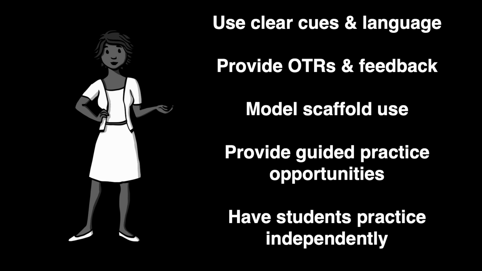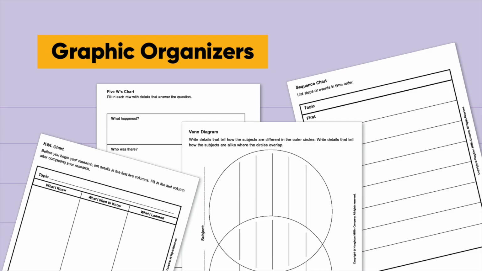Key elements of explicit instruction include lots of clear cues, using clear language, providing opportunities to respond to various prompts paired with feedback, modeling use of scaffolds across different examples and situations, providing guided practice opportunities, and allowing independent practice coupled with feedback. For example, teachers often encourage the use of graphic organizers in writing instruction.